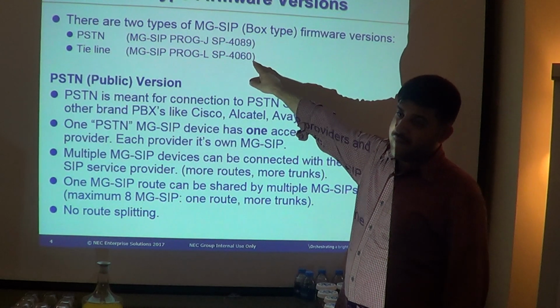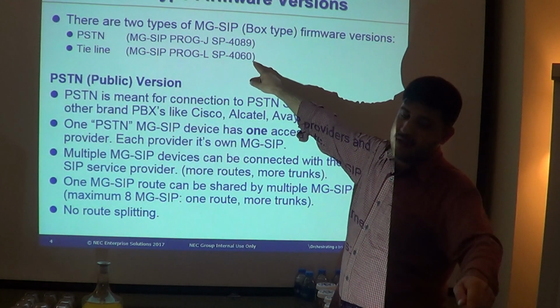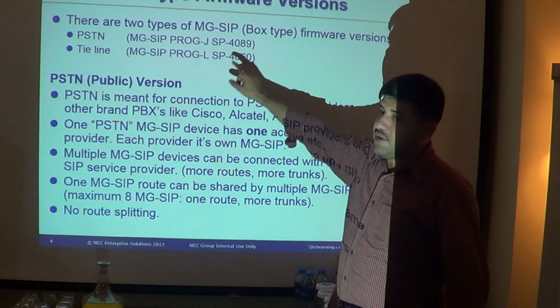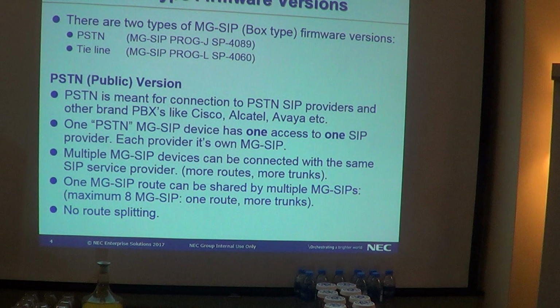So how can I differentiate it? Here and here. Exactly, there is a table of analysis inside the MG set for this. I say it's a completely different version. The PSTN version is meant to connect between PSTN, SIP providers, and also other vendors like Cisco, Alcatel, and Avaya. And it's a one-to-one relation.